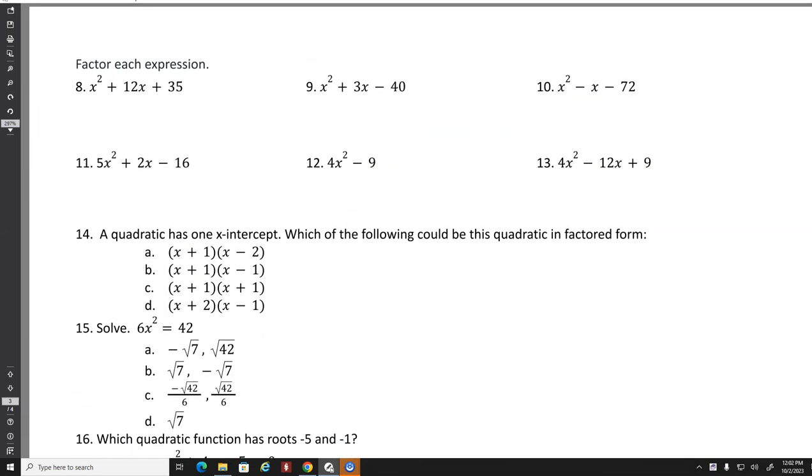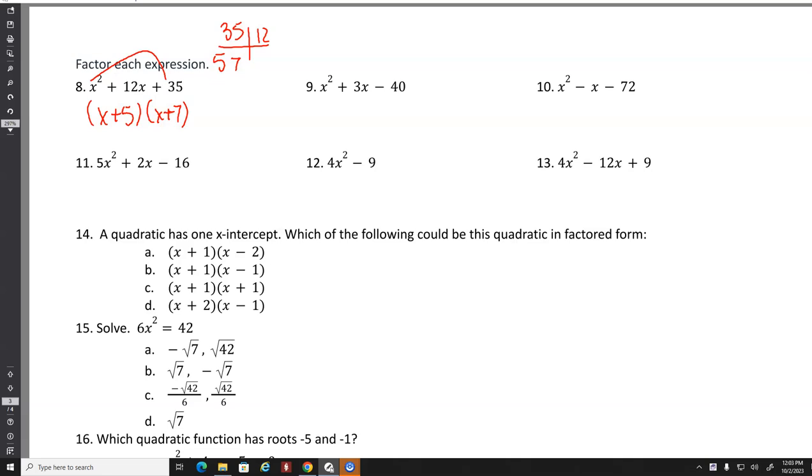All right, moving on. So this is factoring. I'm going to work that out very quick. I'm going to do the A times C method. So A times C is 35, and it has to add up to 12. The two factors that I find are 5 and 7. They multiply to give me 35 and add to give me 12. So I get x plus 5 and x plus 7, and I'm done. Don't got to do nothing else.